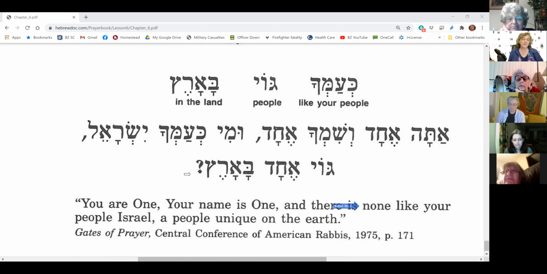Goy echad ba'aretz. And they're taking liberty by saying Goy echad. They're using the word echad to say unique. There's none like it. It's a nation there's only one like it. There's one nation like it in all the land. There's only one nation in all the land.